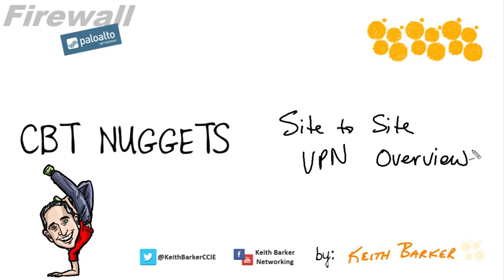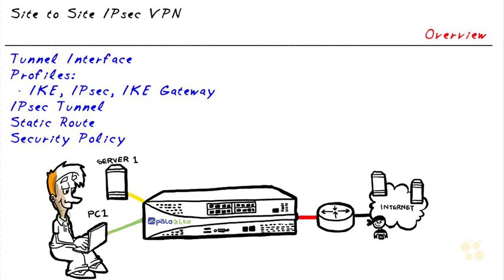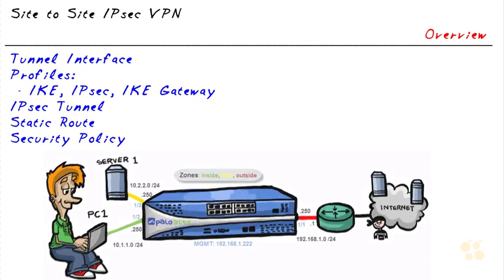And in this nugget, we'll take a look at the concepts of the pieces involved to implement an IPsec tunnel from a Palo Alto firewall to another VPN peer. Let's begin. Our goal in this nugget, in this overview, is to talk about how we would implement an IPsec site-to-site tunnel between two VPN peers, one of them being a Palo Alto firewall.